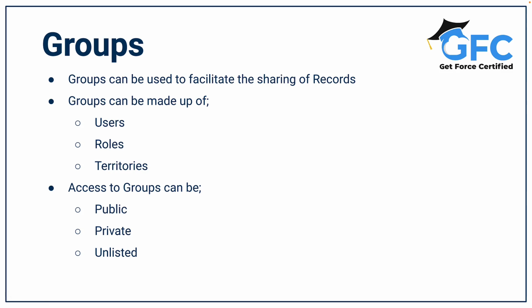Hello and welcome back. In this session, we're going to talk about public groups and teams and how we can use these Salesforce features to open up record access. Public groups are just groups of users, roles, territories, and other groups, and access to groups can be public, private, or you can have unlisted groups as well.